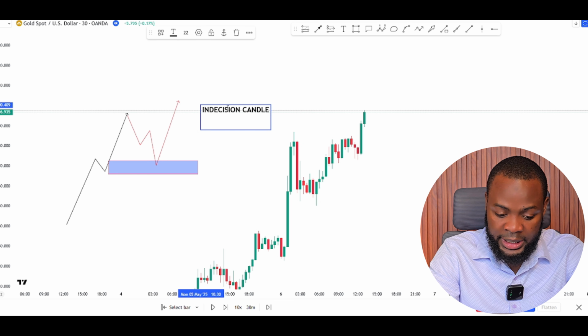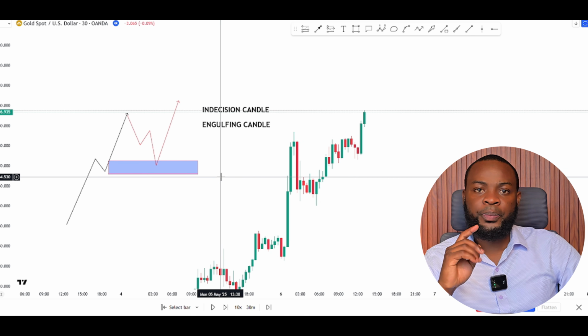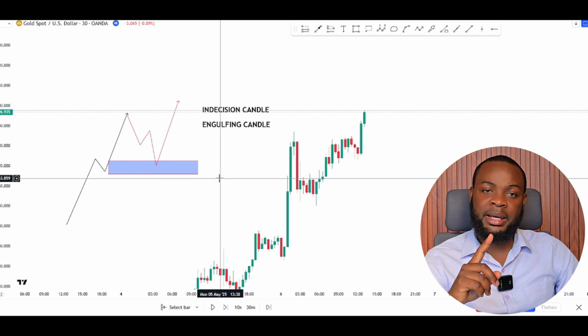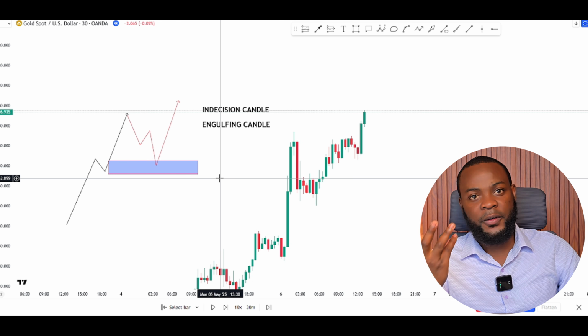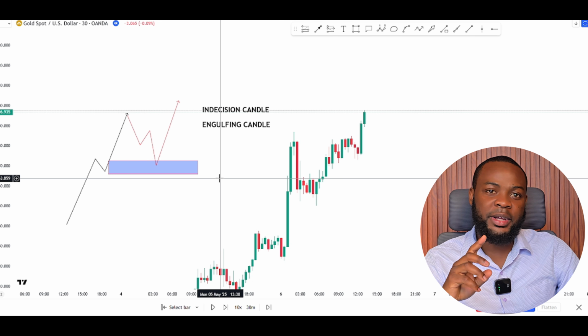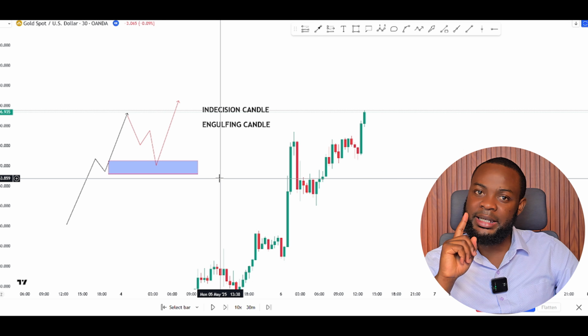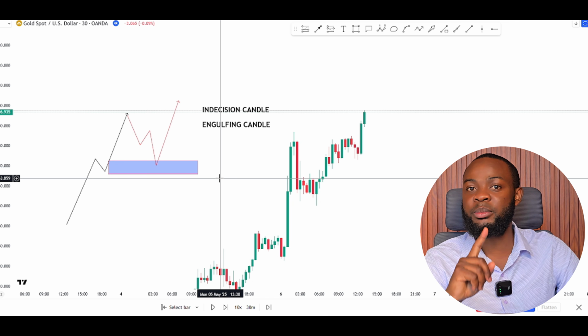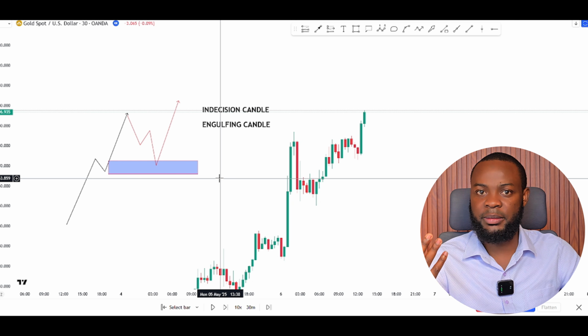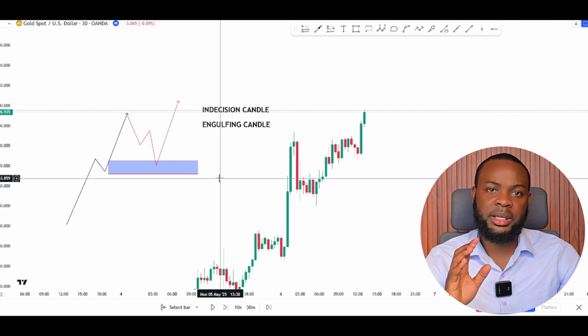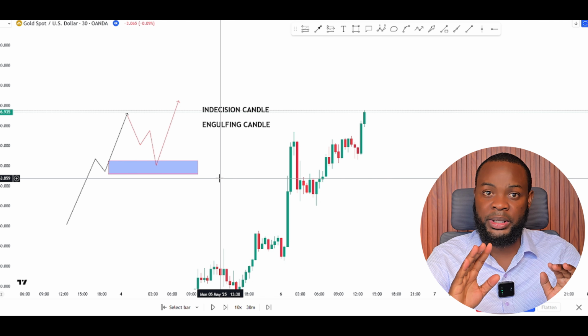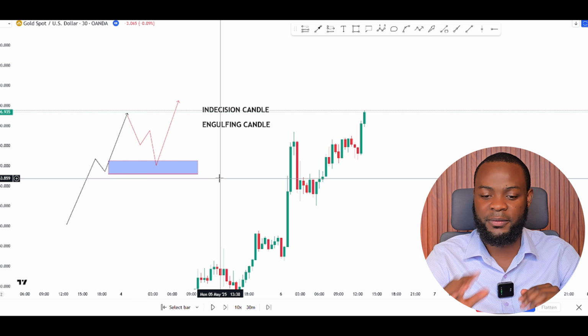That is one. And then secondly, you must be having an engulfing candle. So we're having 4 components that make a good base. First of all, an indecision candle, an engulfing candle, then the direction of the market. I've already talked about the direction of the market. And then the fourth one is an impulsive move, or aggressive move, or imbalance. So if you don't see one of the 4 components, don't take the trade. That means your base is not valid.